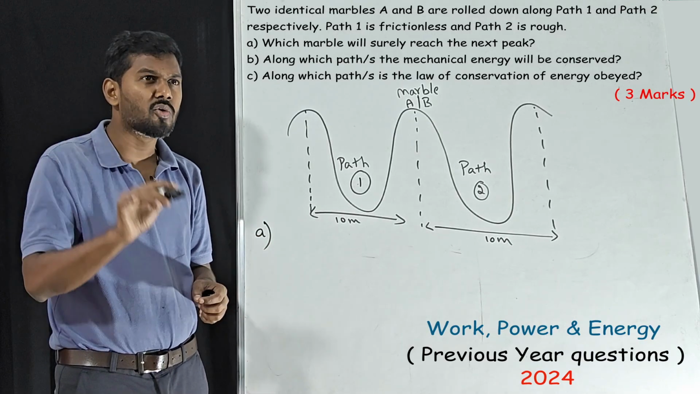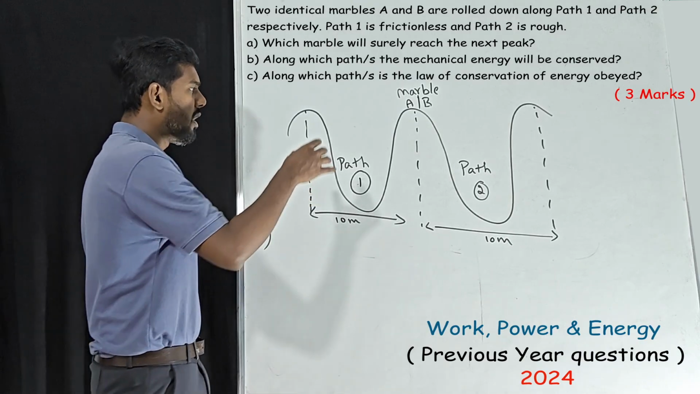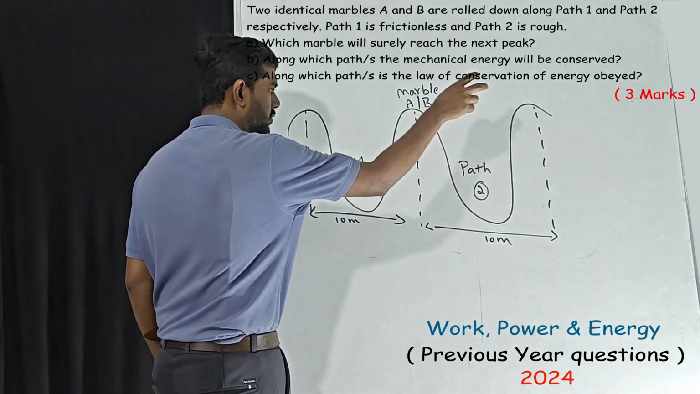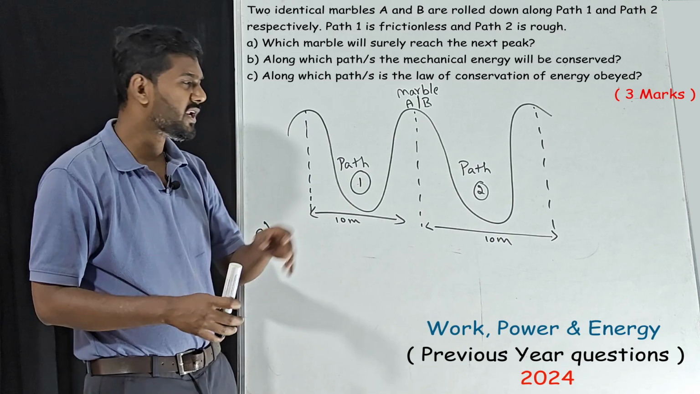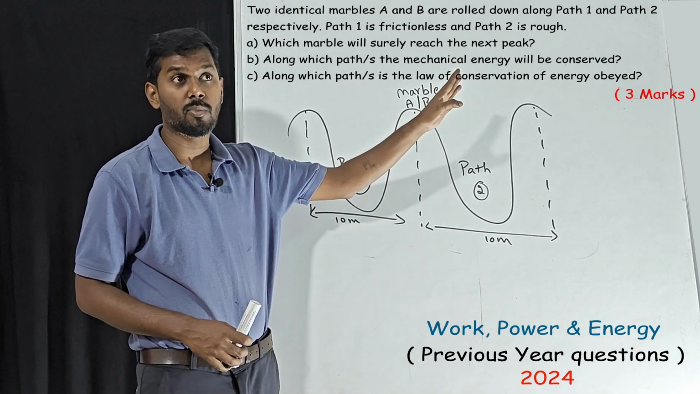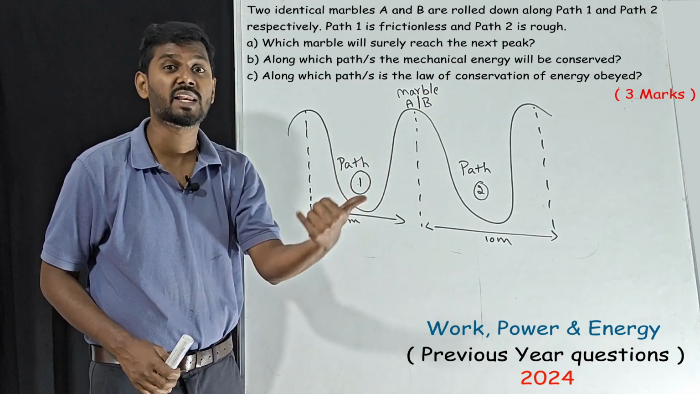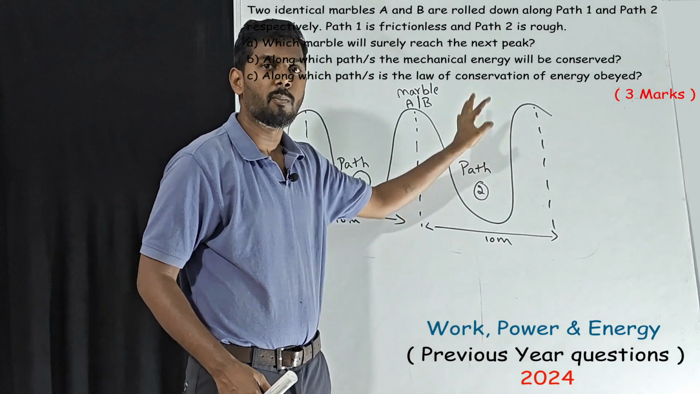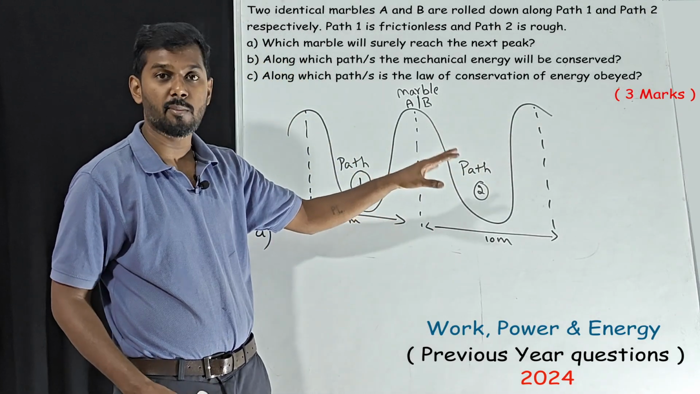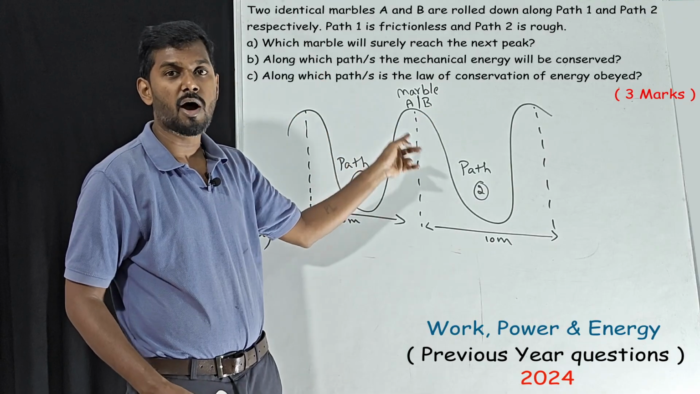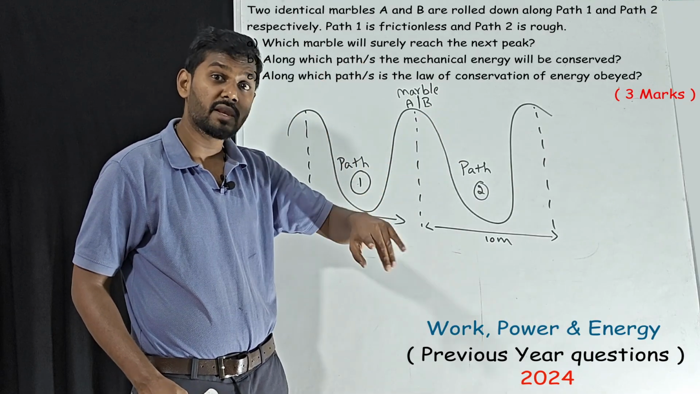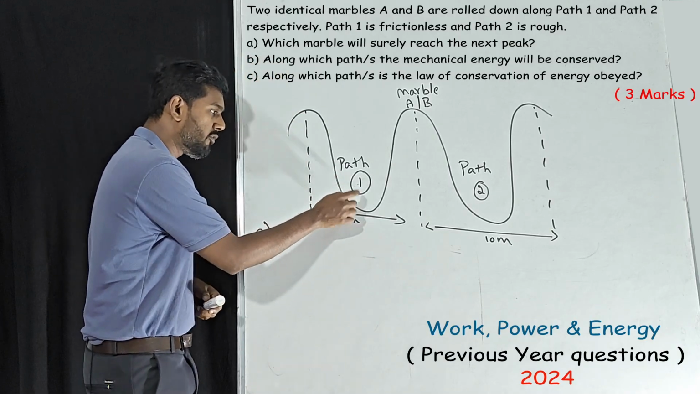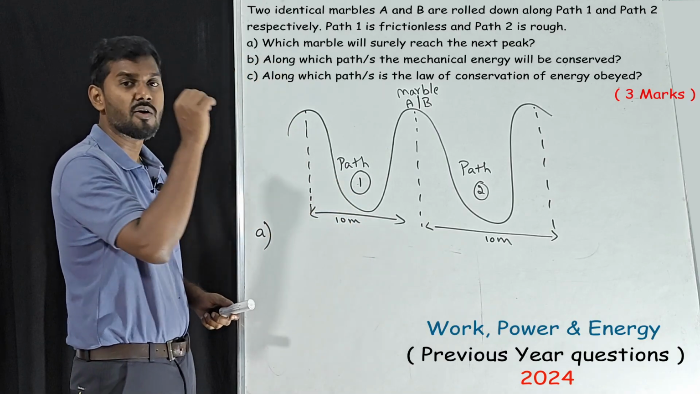Now, which marble will surely reach the next peak? See, we are rolling marble A in path 1 and marble B in path 2. Path 2 is rough. So it is very difficult for marble B to reach the top. But the question is which will surely reach the next peak. This is the peak for path 1 and this is the peak for path 2. Anyhow, path 2 is rough. The marble may not reach, but here in the question, surely reach. That is obviously path 1, because path 1 is frictionless.